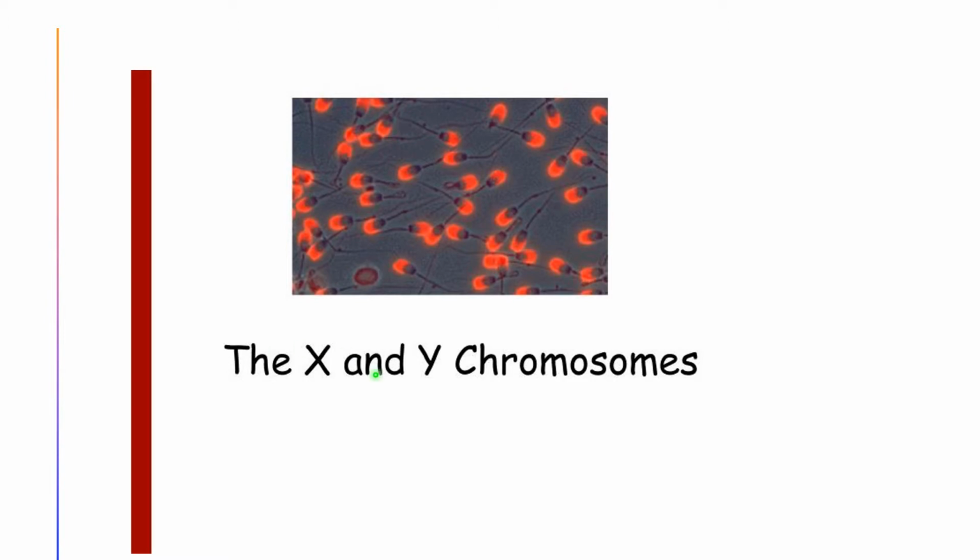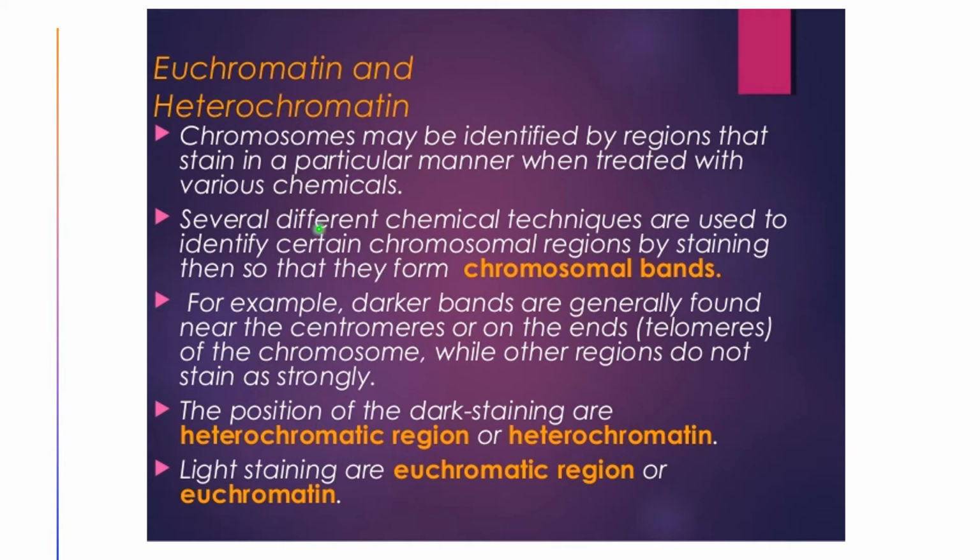Okay. Now let's talk about X and Y chromosome, the human X and Y chromosome. Before we start with this X and Y chromosome, I would like to introduce some terms which will be highlighted when I explain the structure of X and Y chromosome. Now, there are some regions present on the chromosome.